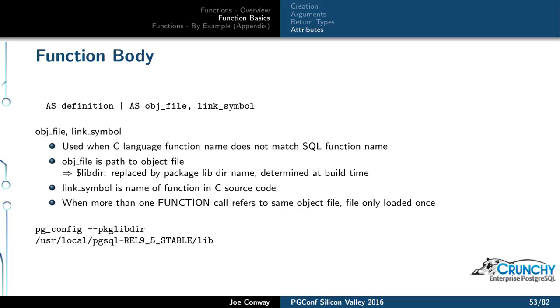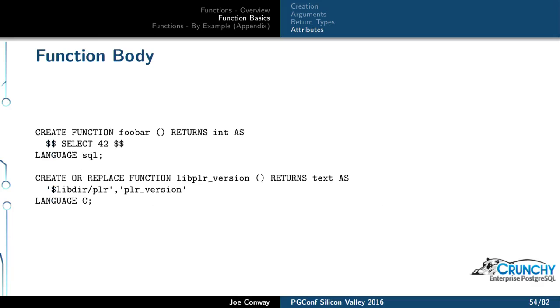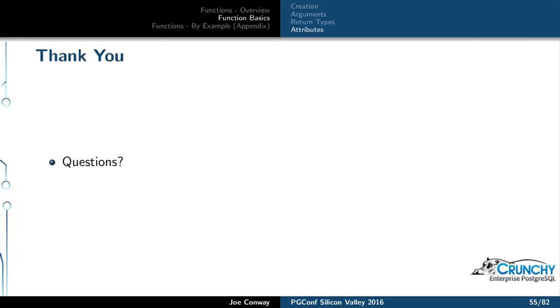So you can say libdir, a slash, then the name of your extension module, and then the name of the C function. If you want to find out where that libdir is on your system, there's a utility called pg_config. You can say --pkglibdir, and it'll give you where that is on your system. These are just two different examples of function bodies: one as we've been seeing all throughout, and this one that just defines a C function. And that's it. I don't know if I have any time for questions left or not. I think I have one minute.